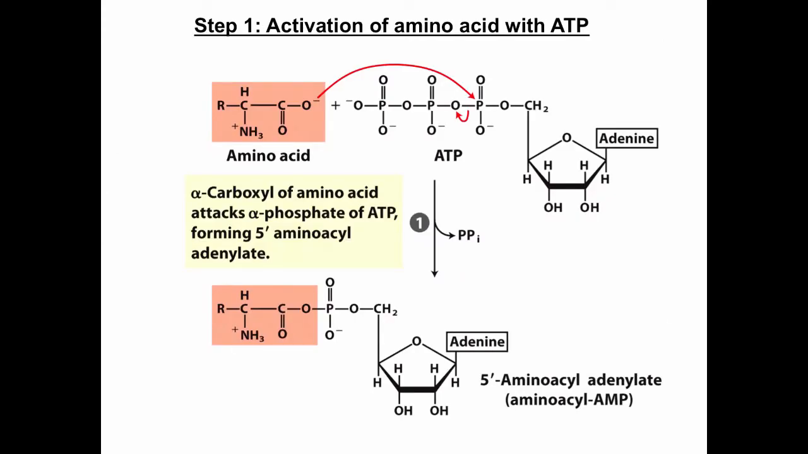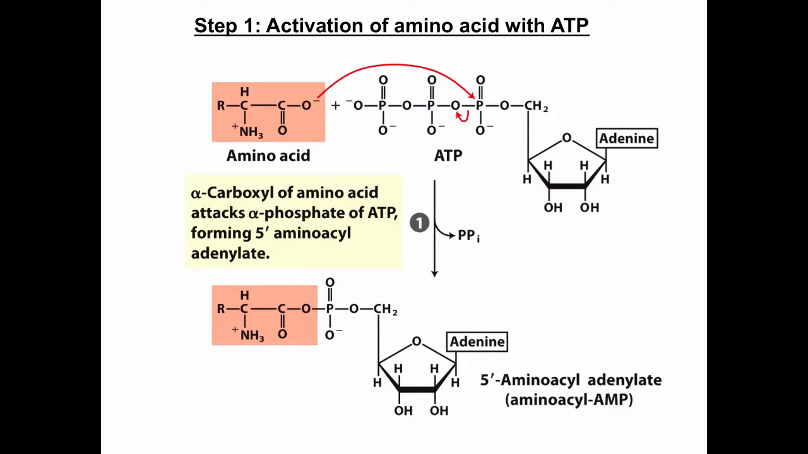So here's a specific mechanism of that reaction. The first step is the activation of the amino acid by adenylating it. So here's your amino acid. This is your alpha carbon, R group, alpha amino group, and then the alpha carboxyl group. The carboxyl group is going to attack the alpha phosphate of ATP and displace the pyrophosphate group, resulting in an adenylated amino acid.